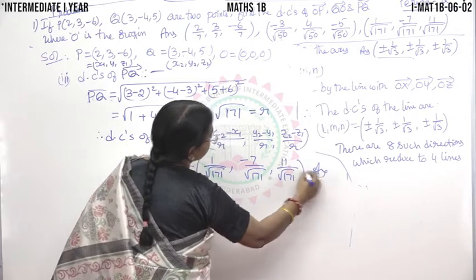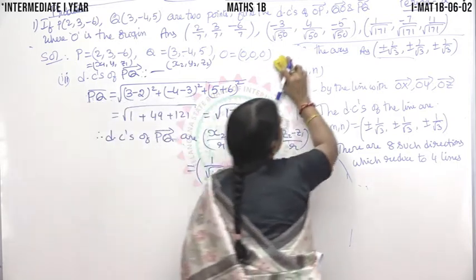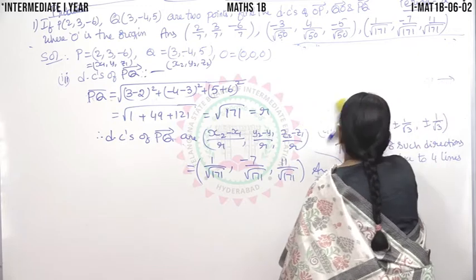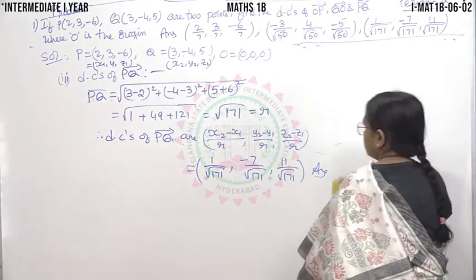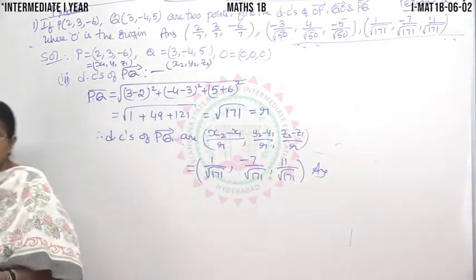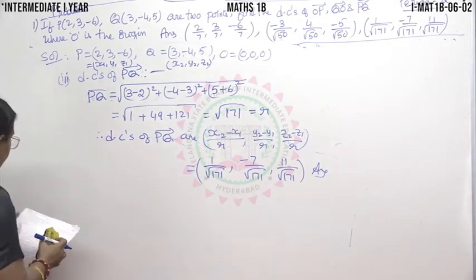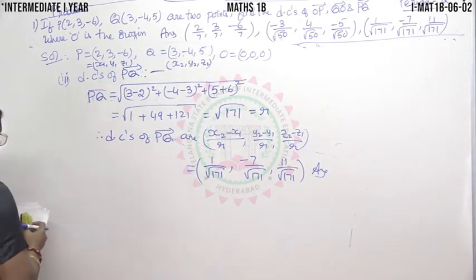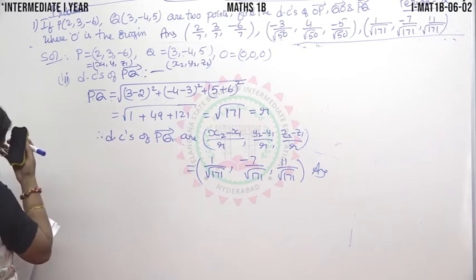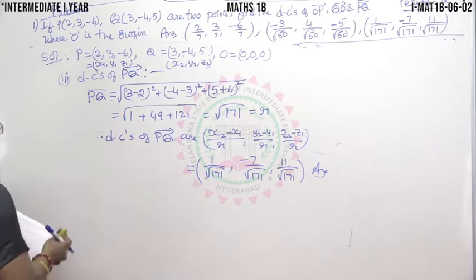So like this we do the problems of finding the direction cosines. Okay, now you understood how to find the direction cosines. Now we'll do the exercise problems. Exercise problems, first section, second problem.